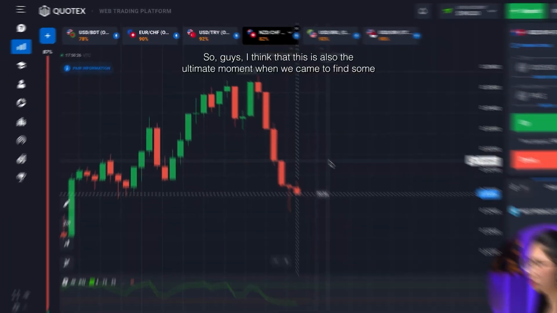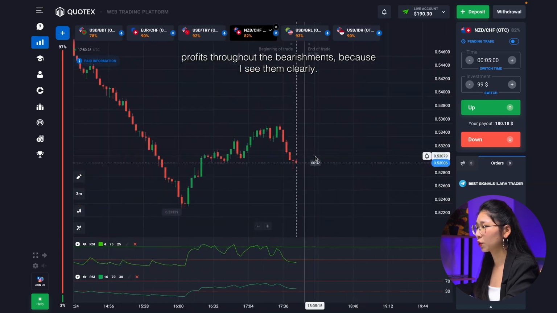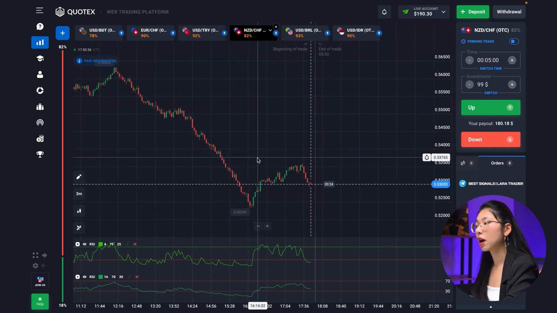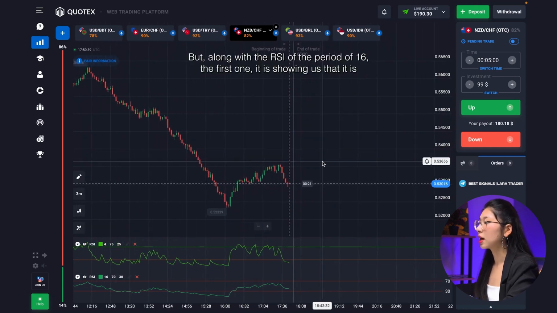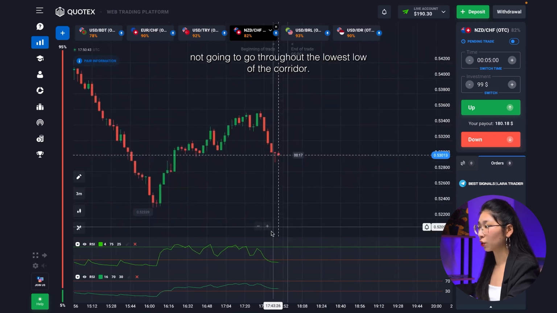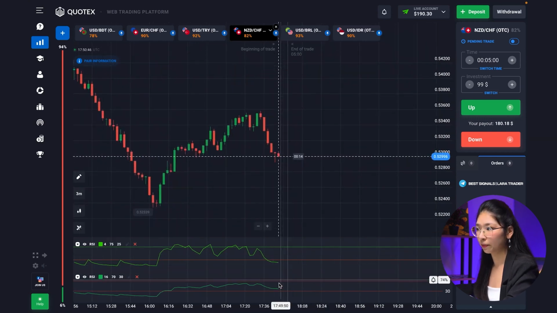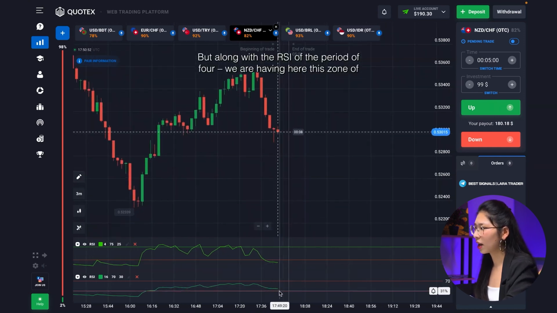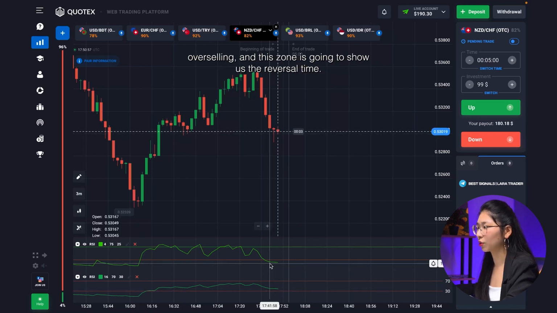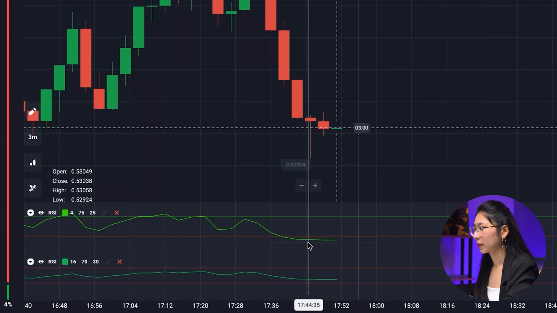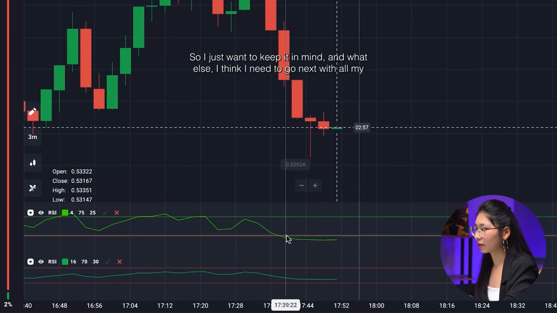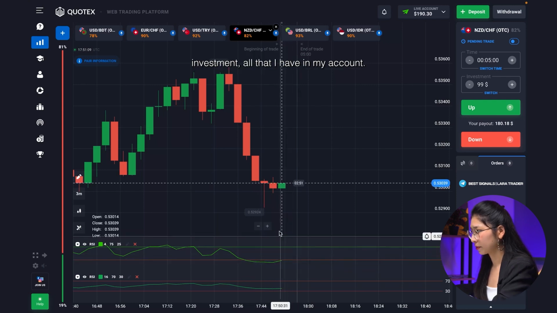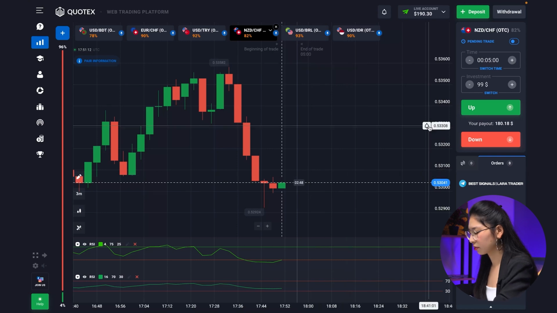So guys, I think that is also the ultimate moment when we came to find some profits throughout the bearish months, because I see them clearly and I think we are having our time still. But along with the RSI of the period of 16, the first one is showing us that it's not going to go throughout the lowest low of the corridor. So I'm feeling a little bit risky, but even with the RSI of the period of 4, we have here the zone of overselling, and this zone is going to show us the reversal time. Okay, I just want to keep it in mind. And what else? I think I need to go next with all my investments, all that I have in my account.